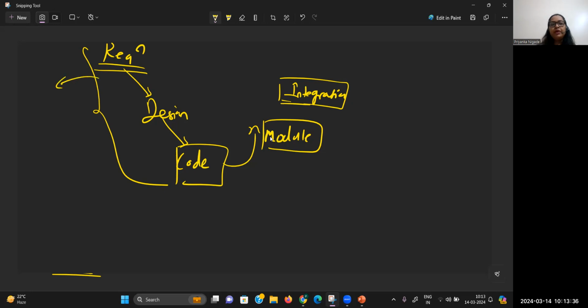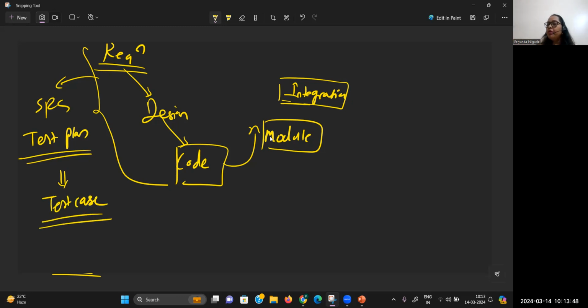Obviously, once you have an SRS document with you and your test plan is ready, you are aware of what to test and how to test. Definitely we can start test cases from this phase only. So based on requirements, we can start writing test cases. That is a fact.